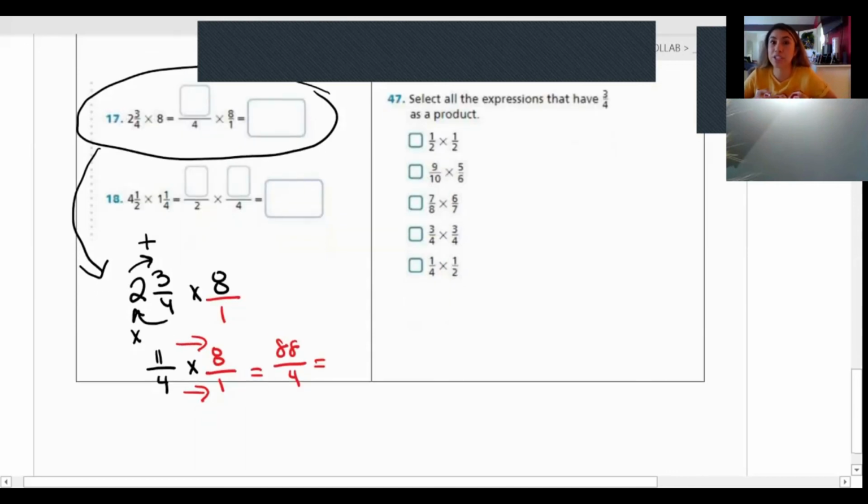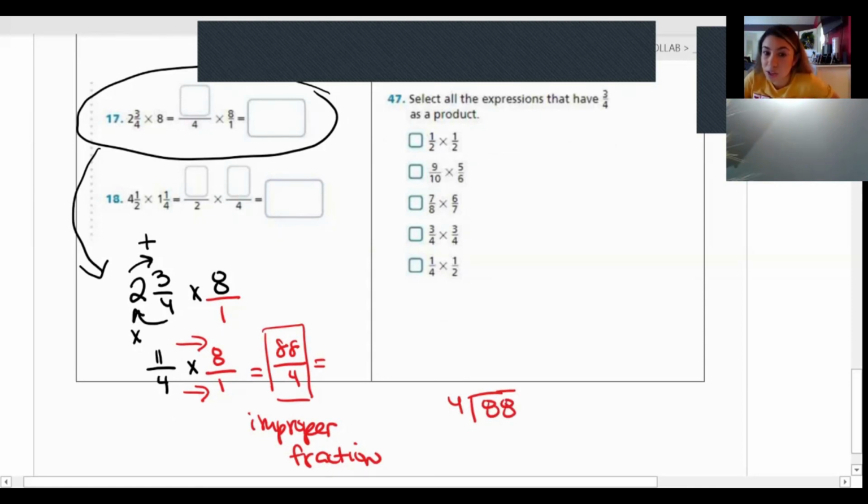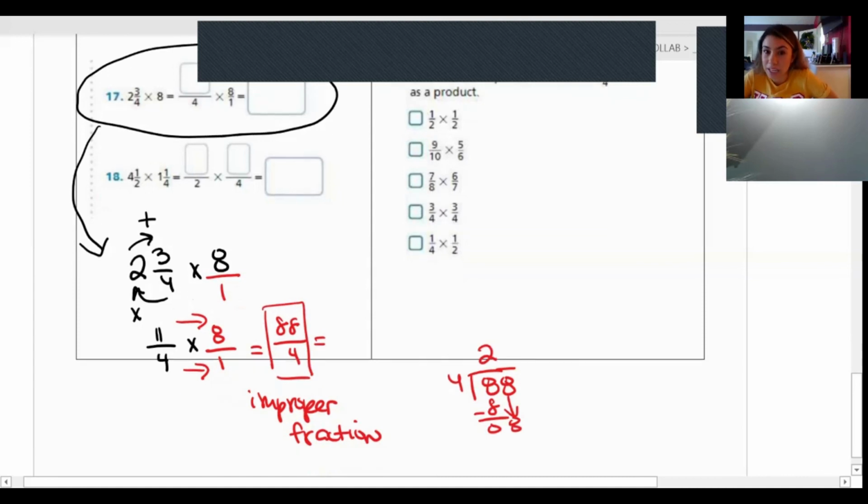Now we can simplify by turning this back into a mixed number, because right now it's an improper fraction. So 4 goes into 88. Well, if we think about how many times 4 goes into 8, 4 goes into 8 twice, right? And we know that it's going to be even, nice and clean. We're not going to have anything left over. So we have 2 8s. So it goes in again twice. So 4 times 22 is 88. So we know that our answer is just 22. Beautiful.